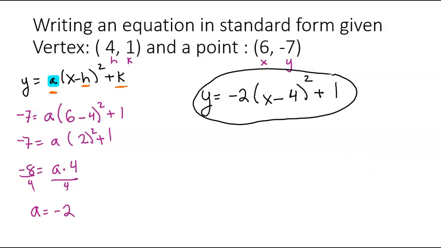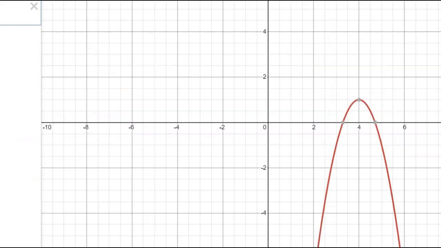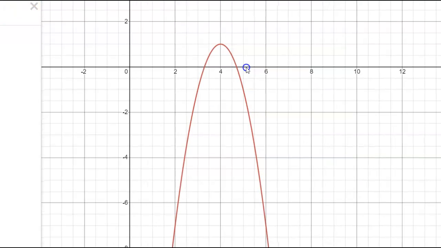Verify this by plugging it into Desmos. If I plug it into Desmos, you can see that I have a graph. Let's put it more in the middle. Here is my vertex, so 4, 1, and then we can see if I go all the way down to 6, it ends up being 6, -7. So it ends up being on our graph. Again, it's opening downward. That makes sense. We found an a value that happens to be a negative.